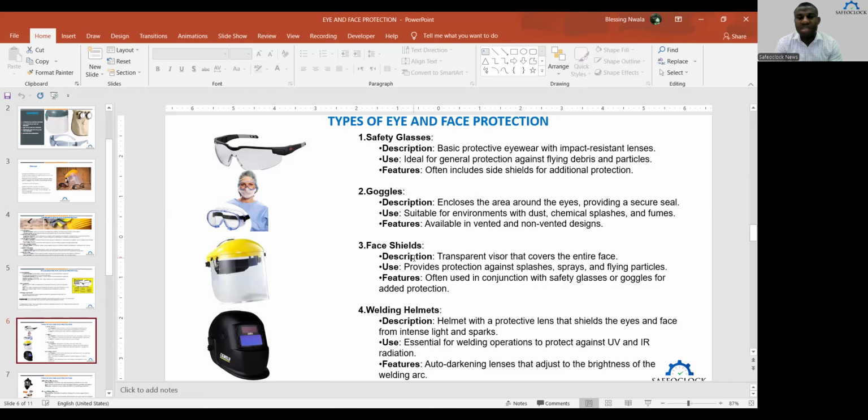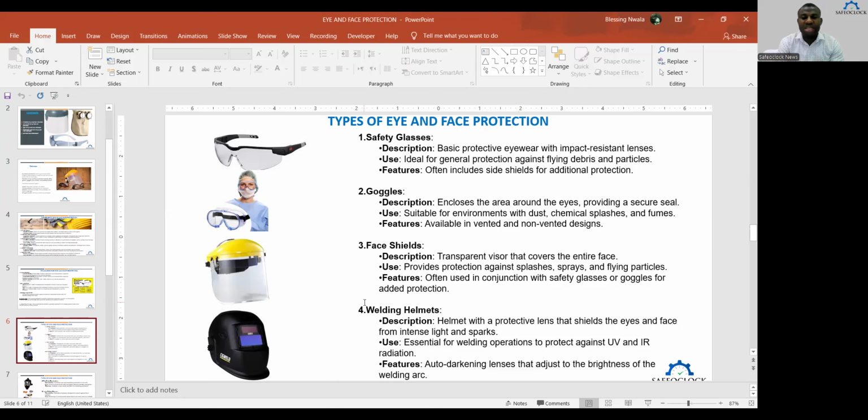The other type is the face shield. Face shield is transparent and it covers the entire face and it gives protection against splashes, sprays, and flying particles. It's used in an environment where there is possibility of splashes getting to the face, where there is possibility of debris getting to the eyes or to the face. So that is the face shield. It gives entire protection to the face.